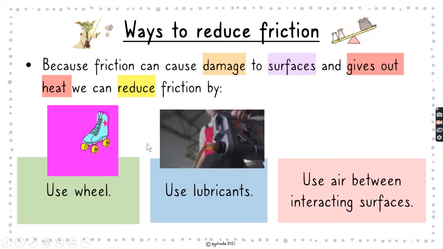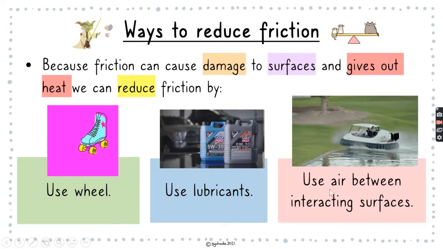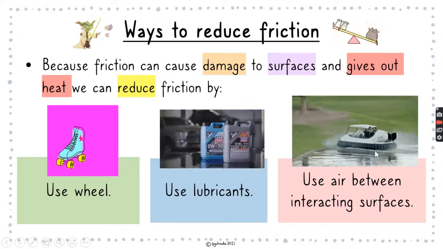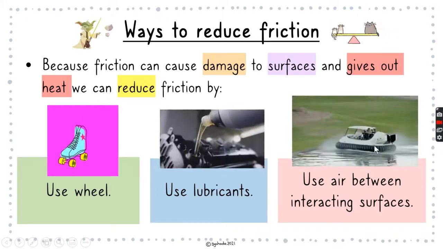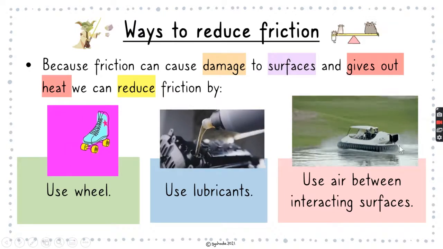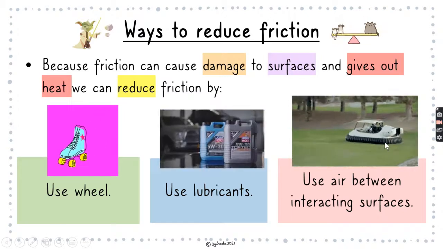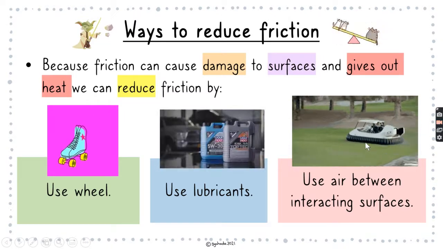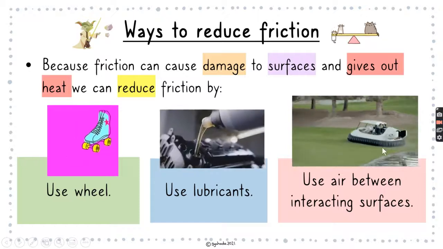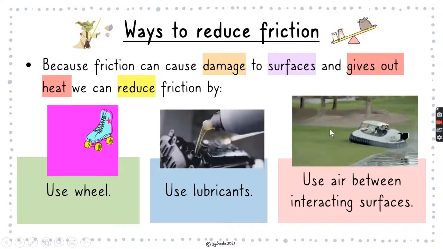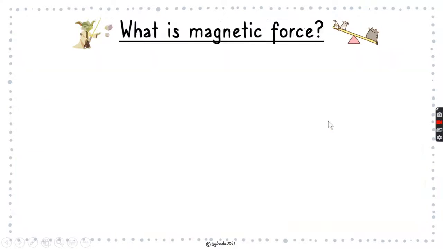And thirdly, using air between interacting surfaces. This is called a hovercraft, and although it looks like it's moving on its own, there is actually a layer of air in between the hovercraft and the ground that makes it able to move across the water and onto the ground as well.